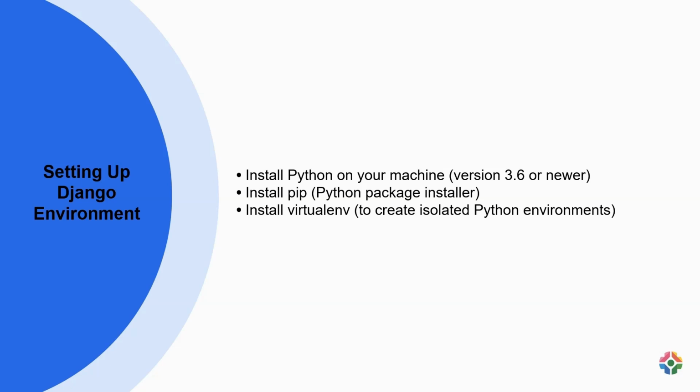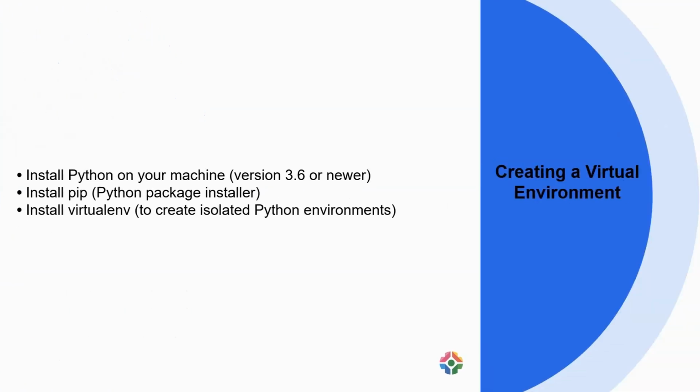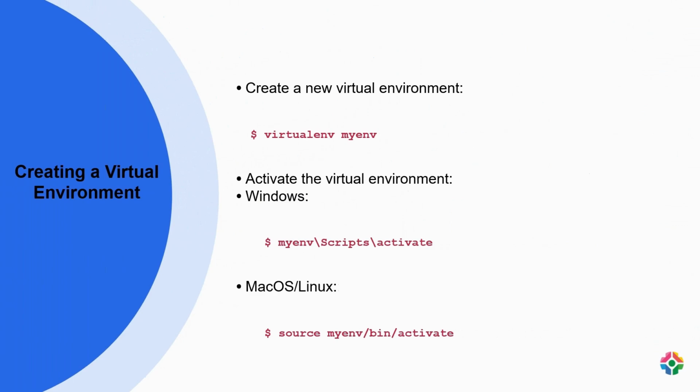For instance, imagine needing to work on multiple Python projects with different dependencies. Utilizing virtualenv allows you to segregate each project's requirements, preventing conflicts and ensuring smooth development. To create a new virtual environment, you first use the command virtualenv, followed by the desired environment name. For example, executing virtualenv myenv will create an environment named myenv.